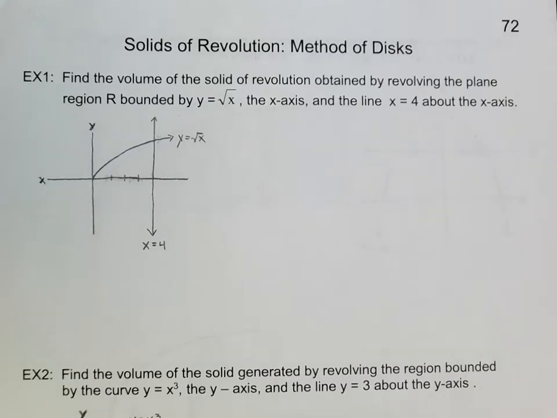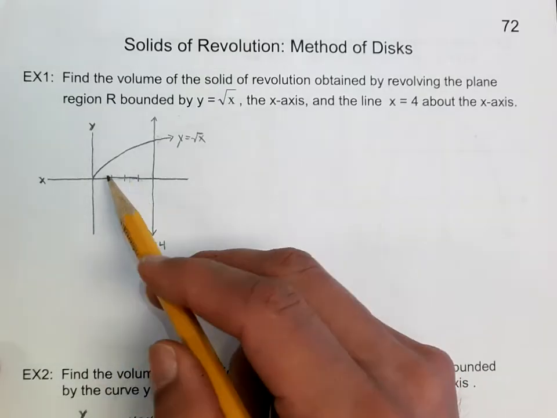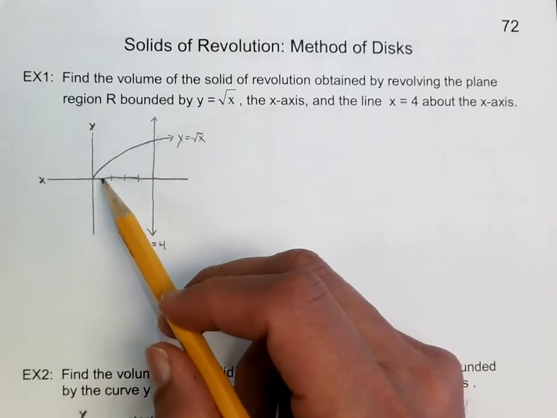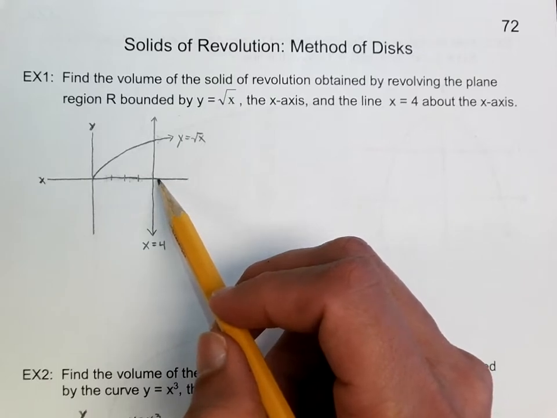Alright, this is lesson 72, Solids of Revolution, the Method of Discs. On example 1 it says to find the volume of the solid of revolution obtained by revolving the plane region R bounded by y equals the square root of x, which is this curve right here, the x-axis, and the line x equals 4.